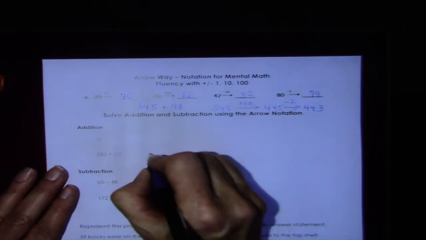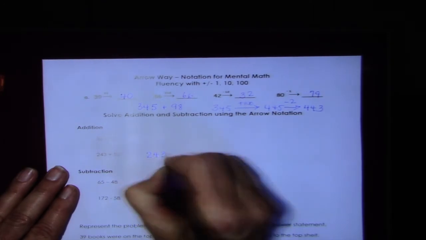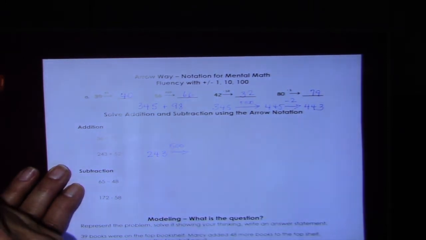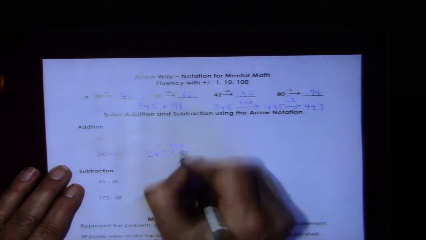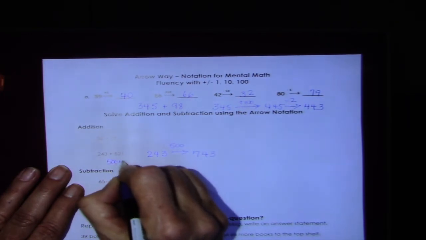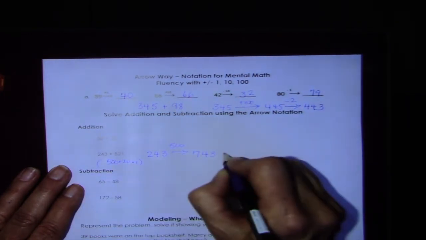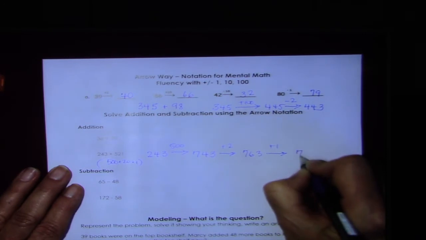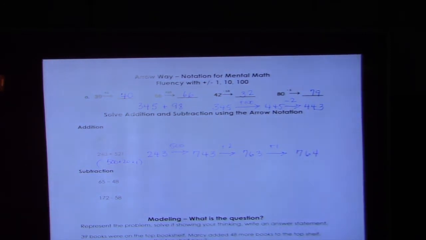So I'm going to do one more. I'm going to do 243 plus 521. I'm going to add the 500. So I'm partitioning. I'm keeping my first number locked. I'm adding the hundreds. I have 743. I'm going to add my 20, 763, and I'm going to add my 1 and get 764. And I'm not asking you or the kids to know the difference between a strategy and notation, but I used the partitioning from here. I just wrote it down.